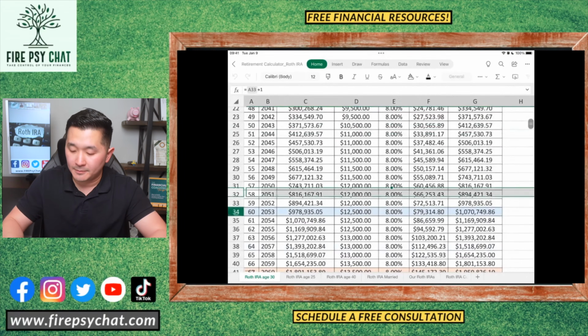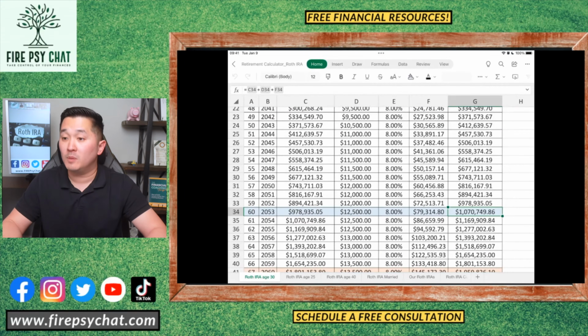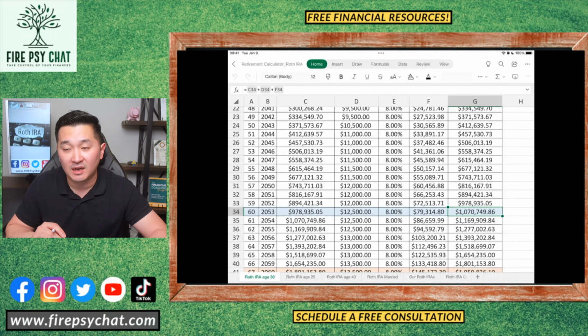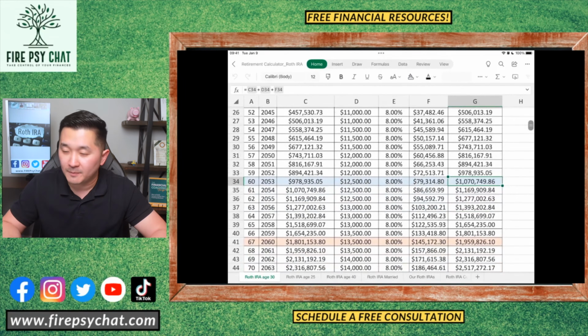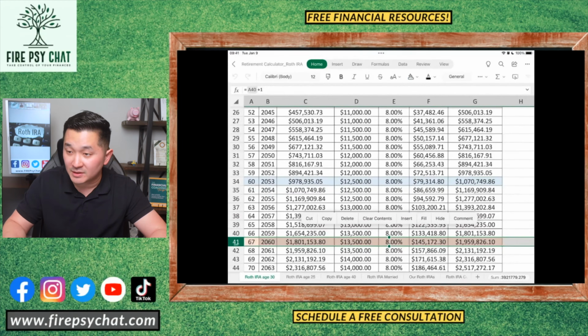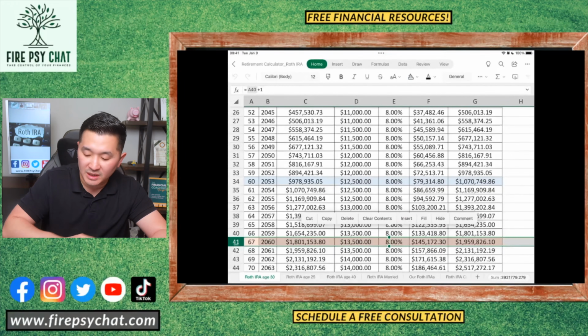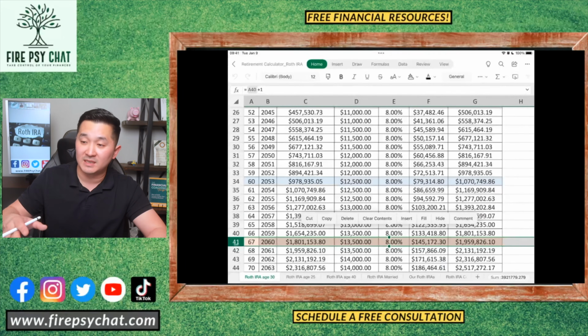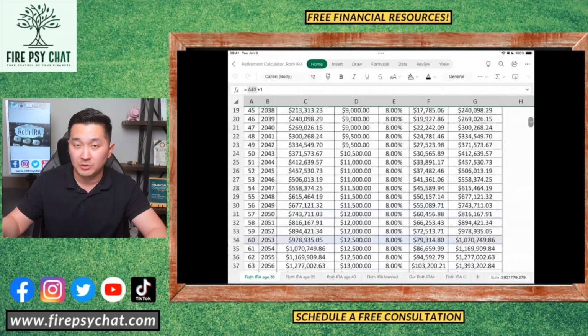So you're looking at, by age 60, $1.07 million by the time you're 60 years old. That's $40,000 a year in tax-free income with a 4% withdrawal rate. And by age 67, if you don't touch any of it, you would have almost $2 million. And your money essentially doubles every 7 years with an 8% average annual return.